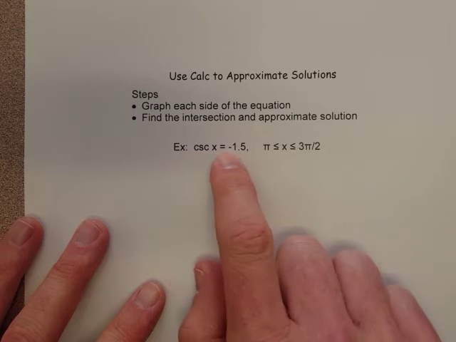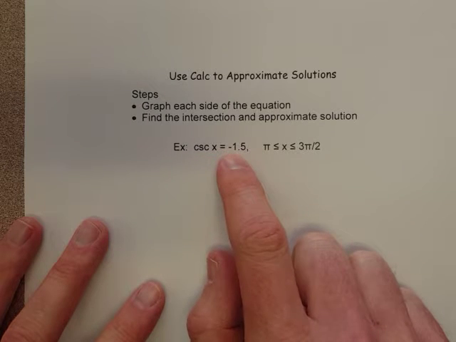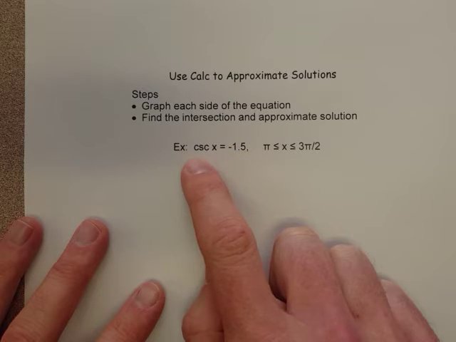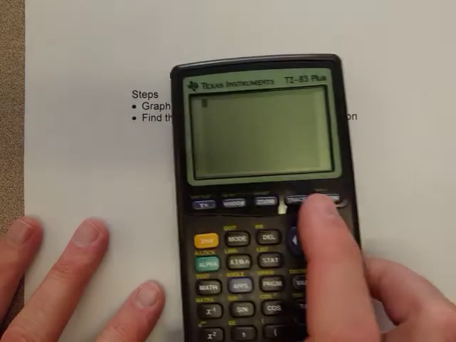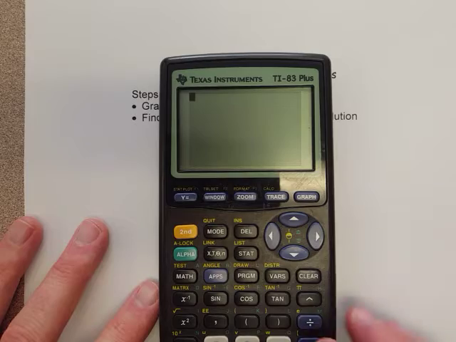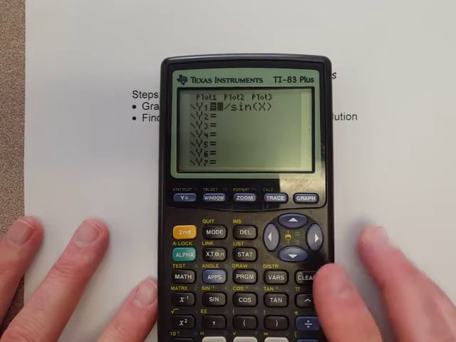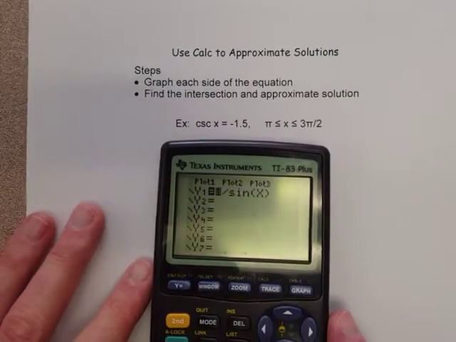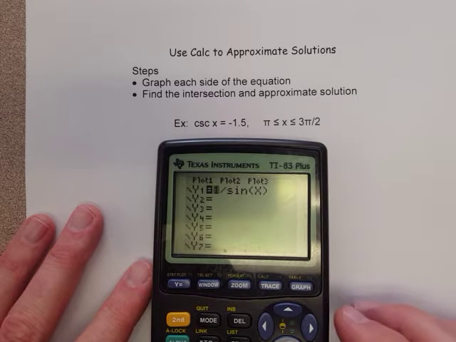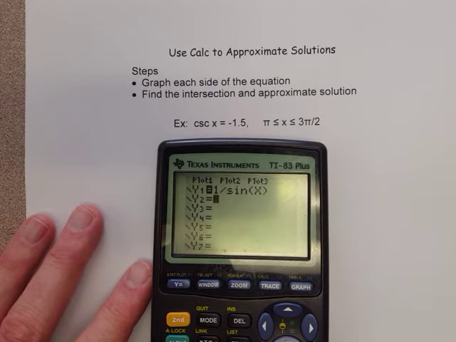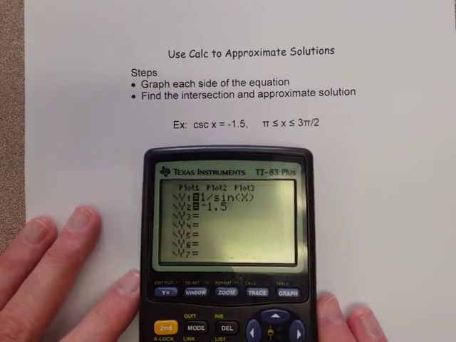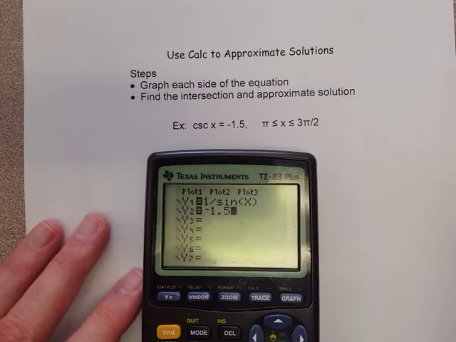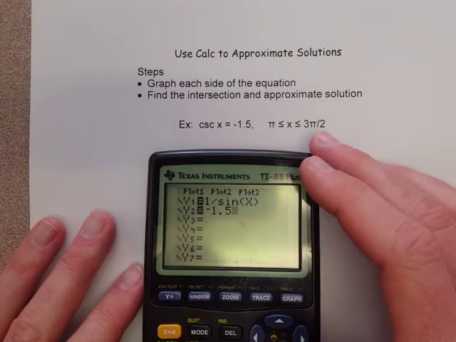Now, really what we're doing is we're just going to put each side of the equation into one of our y equals on the calculator. So here's what I'm going to have set up in my calculator. I'm going to go there and put in cosecant. The only way to do this on your calculator is 1 over sine. And then for y2, I'm going to put negative 1.5. All right, so I've got the two things in there, and then what we do is we're going to look at the graph and see where they intersect.